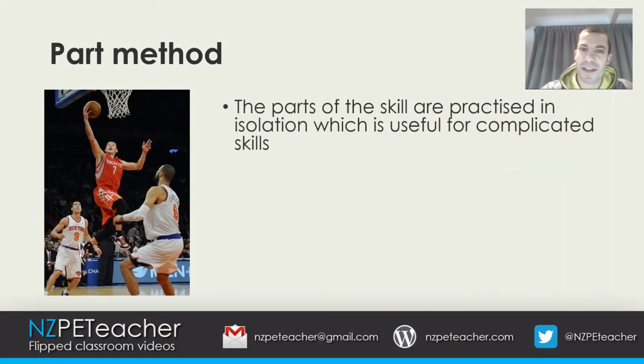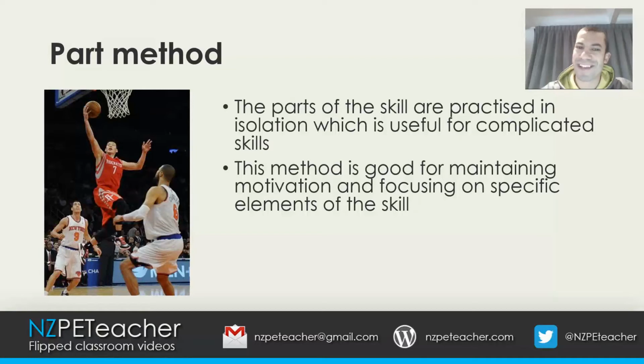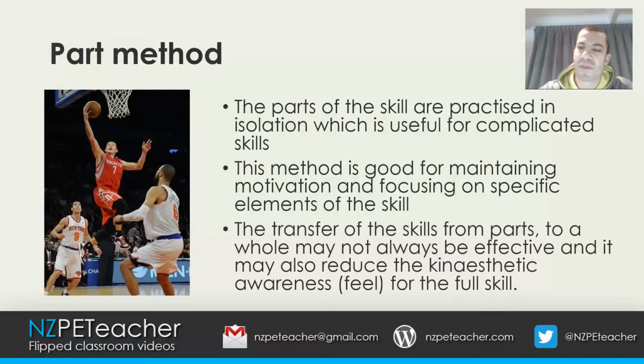Part method. The parts of the skill are practiced in isolation, which is useful for complicated skills. This method is good for maintaining motivation and focusing on specific elements of the skill. The transfer of the skills from parts to a whole may not always be effective, and it may also reduce the kinesthetic awareness or feel for the full skill, which is, I guess, one negative to using this method.